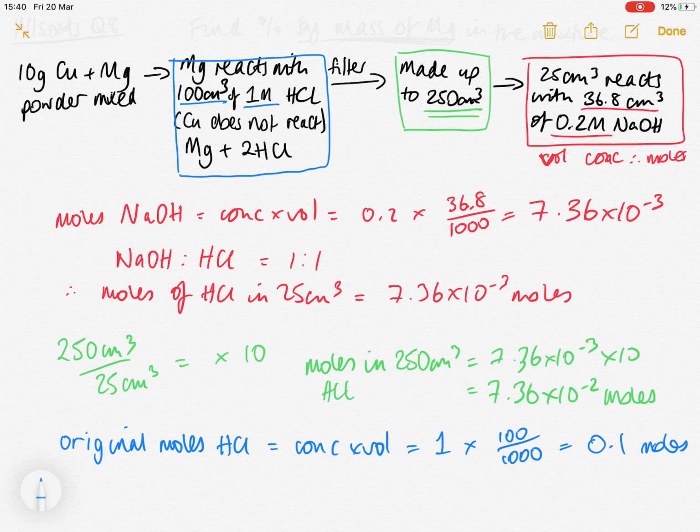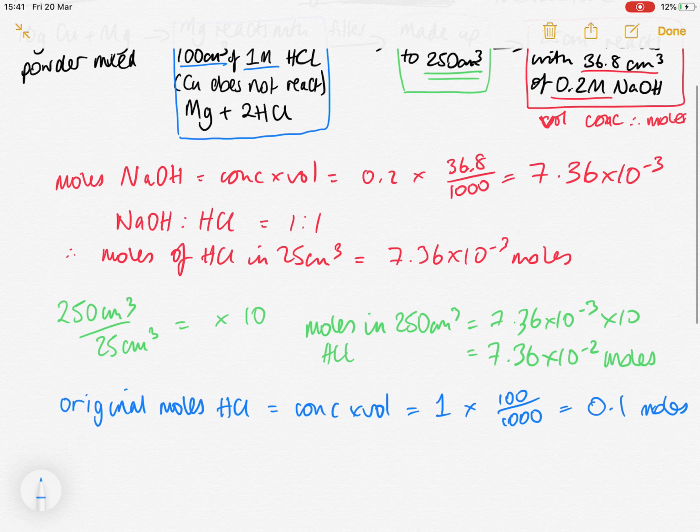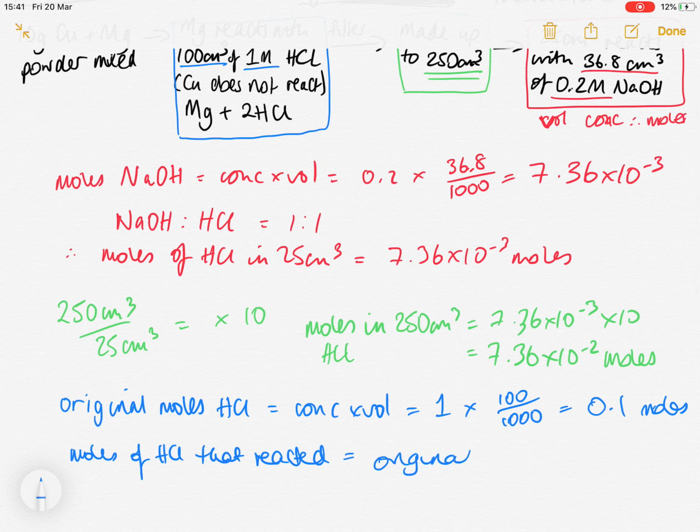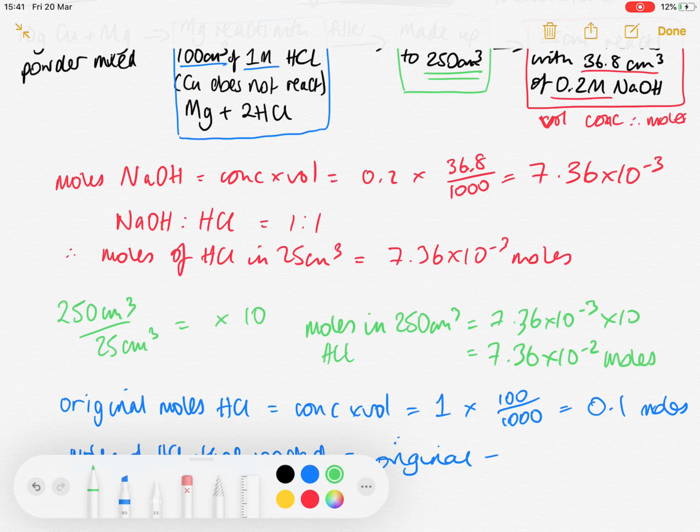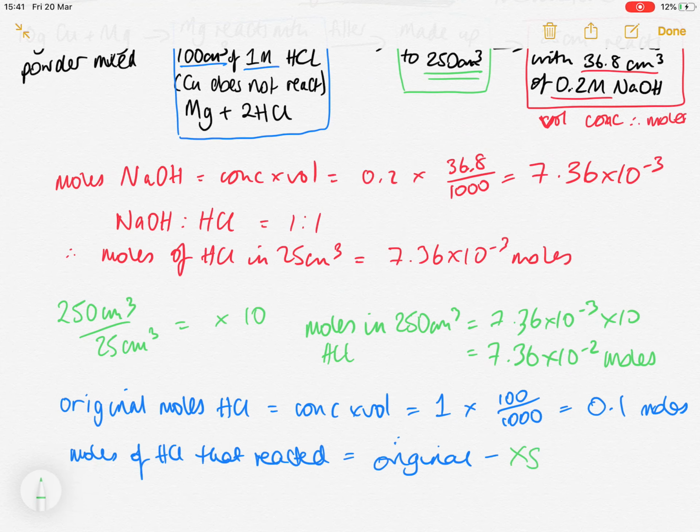So we've now got the original moles of acid, and then we've got the moles of acid that was left over. What can we calculate with that? Well, we can work out the moles of acid that reacted. That is going to be the original, which we had in blue, minus the green value that we worked out, which was the excess, the sort of leftover acid.